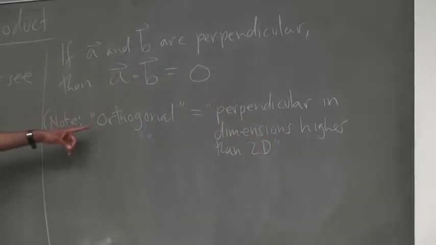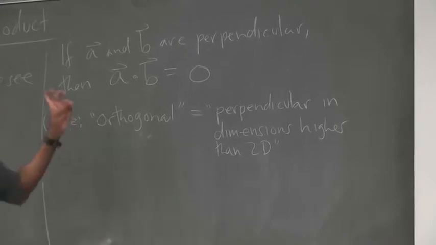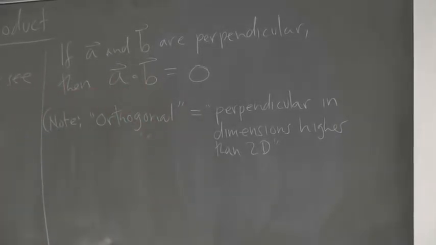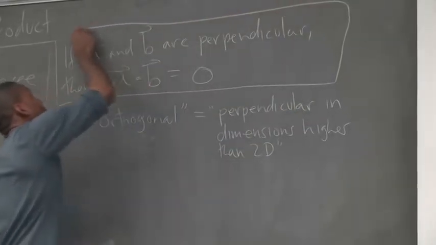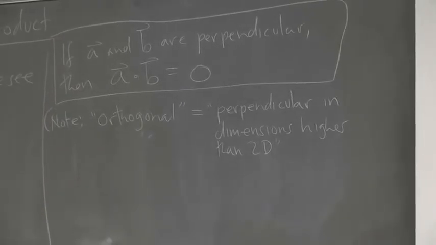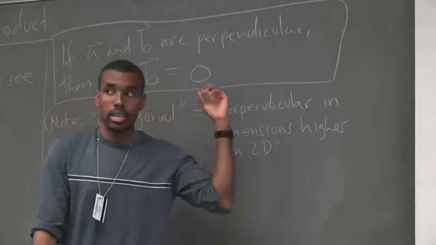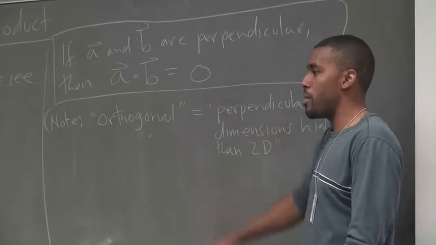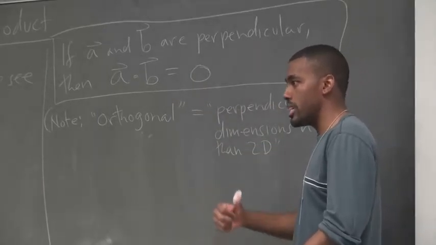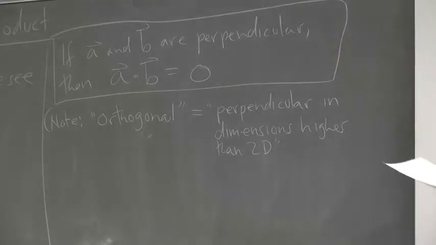Your book uses this word, orthogonal. You might see that when you're reading. Orthogonal just means perpendicular, but it means it in a higher dimension. So if you're in 2D, you say it's perpendicular. If you're in 3D or 4D or 5D, you say it's orthogonal. It just means perpendicular. Fancy name for perpendicular. But this is a very important rule here. Your dot product is 0 if A and B are perpendicular. So your A dot B is actually a scalar quantity, and there's a particular scalar that gives us a very special situation. If it happens to be 0, you know that the two vectors in the product are perpendicular. So that's pretty cool.